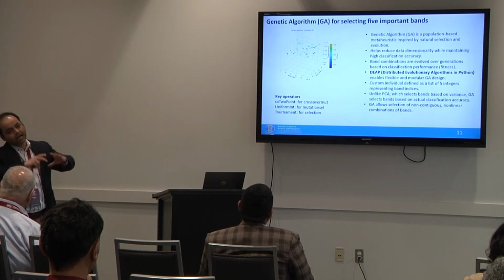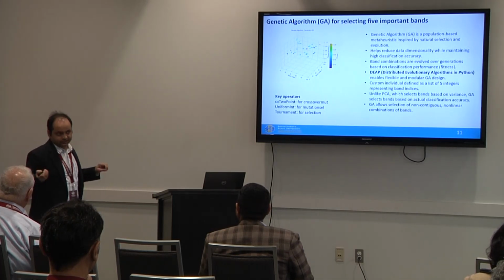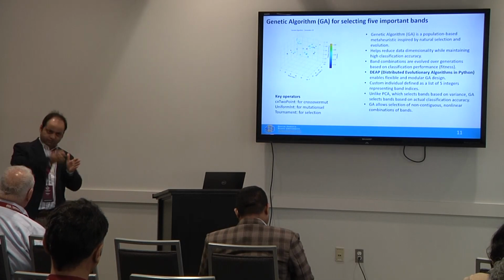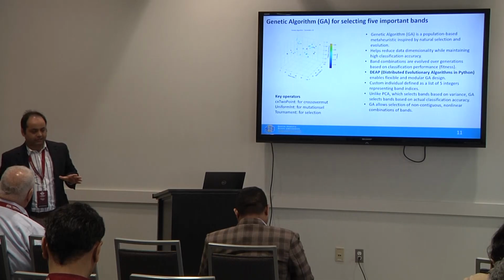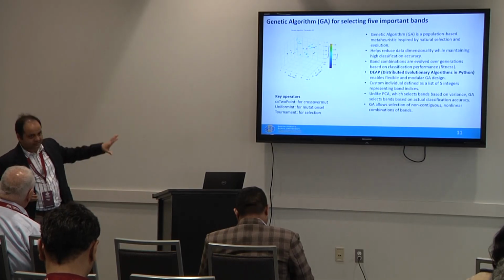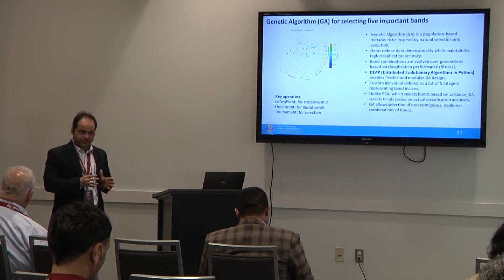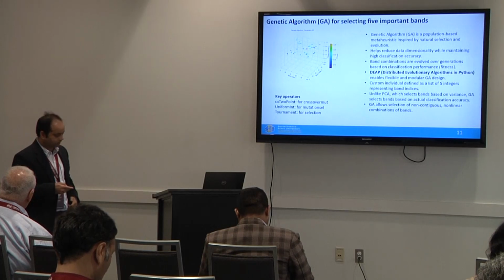So what is the difference between the PCA method that I presented yesterday and this genetic algorithm? PCA is a linear transformation without understanding whether it results in the best classification or not. Whereas the genetic algorithm actually does classification with all the combinations of those 5 bands, and then it chooses the best one. So that's the advantage of this.